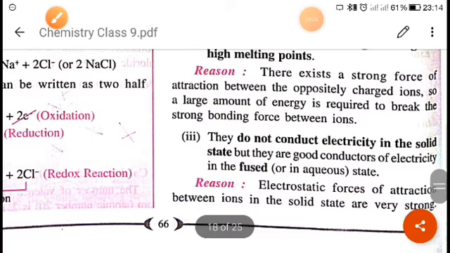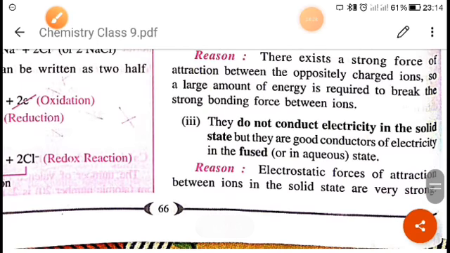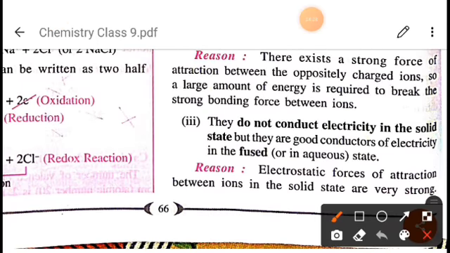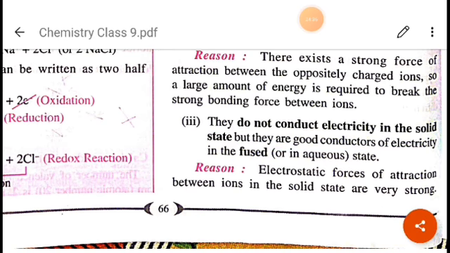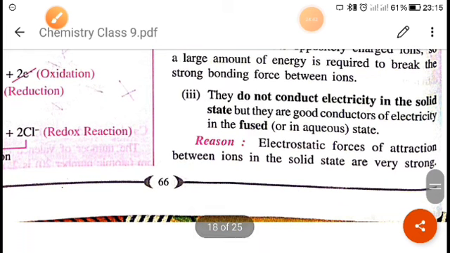Now next is they do not conduct electricity. Why? Because they do not have free ions, right? They do not conduct electricity in the solid state, but they are good conductors of electricity in the fused or aqueous state. Which means, when it is in the solid form, there are no free ions, so at that time they will not conduct electricity.